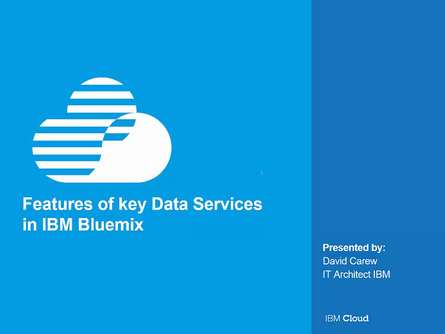Hi, this is the second lecture in our series on data services in IBM Bluemix. As you recall, in the first lecture, we looked at the types of services available and we gave you examples of each type of service. In this lecture, we'll dig a little deeper into some of those services, their features, to give you a better idea of how you can benefit from using these services.